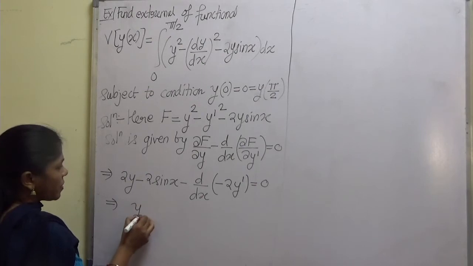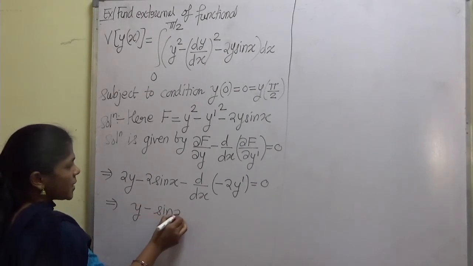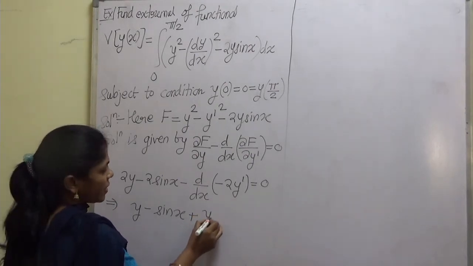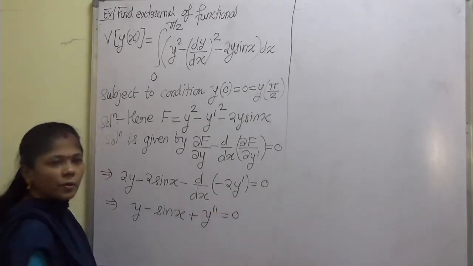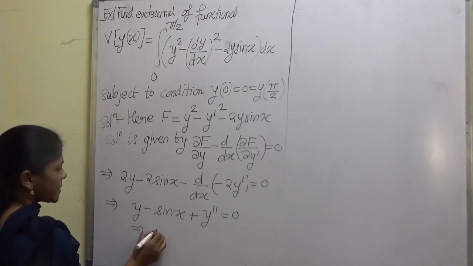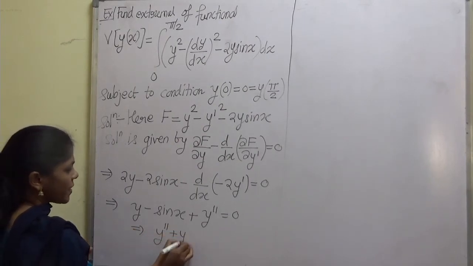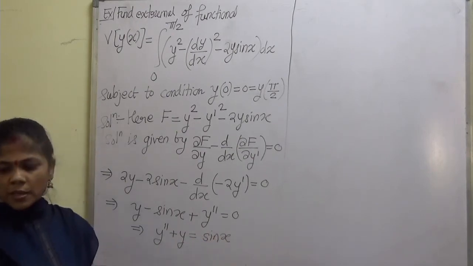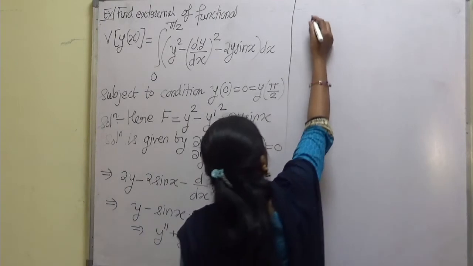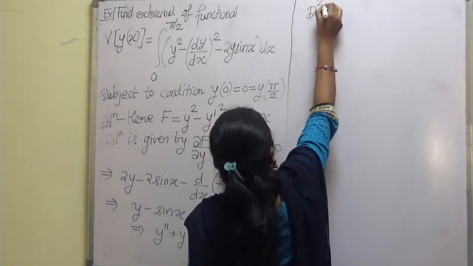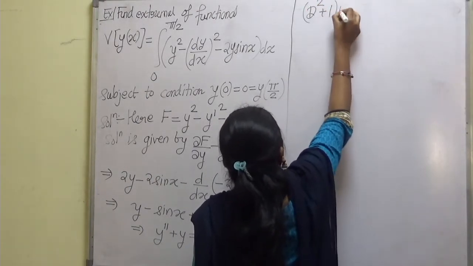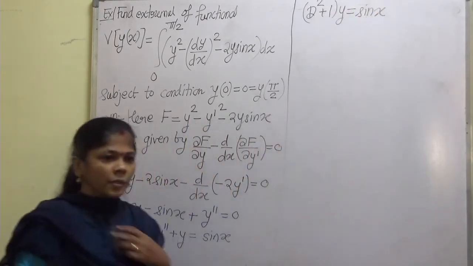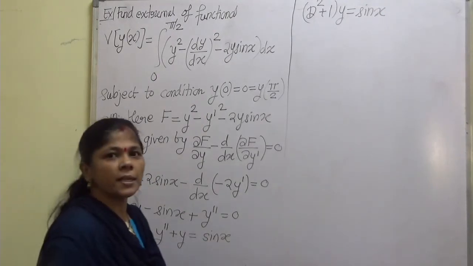So what we are left with: y minus sin x, minus minus plus, derivative of y dash is y double dash, equal to 0. So this implies y double dash plus y equal to sin x. Okay, so this is the equation we have. Now this is the ordinary differential equation, which can be written as (D square plus 1) times y equal to sin x. Okay, now let us obtain CF and PI.